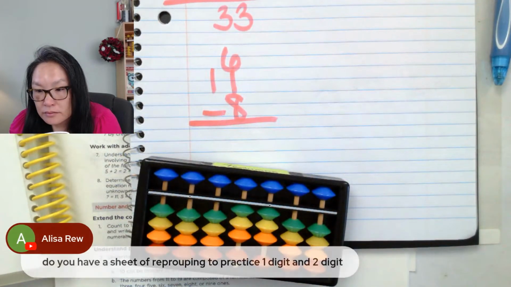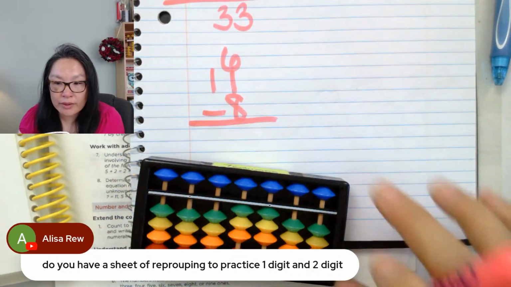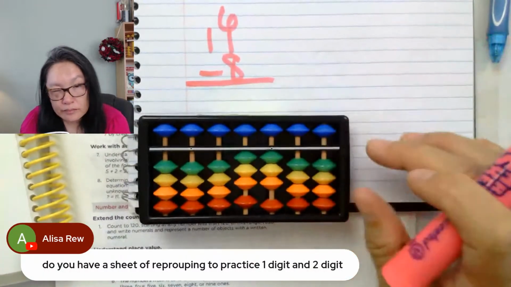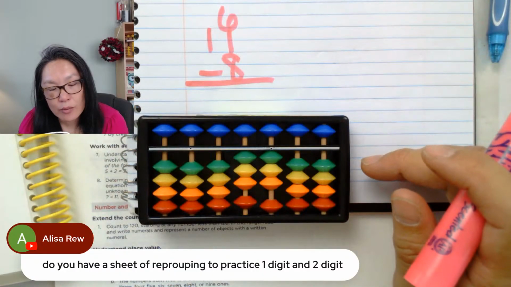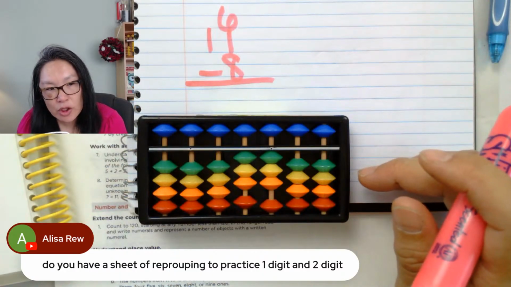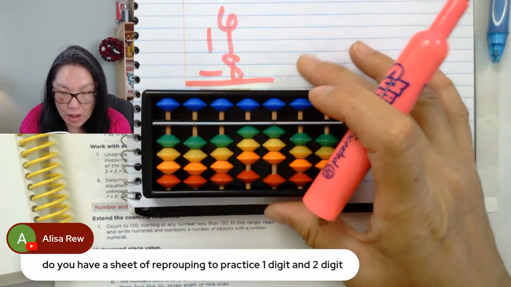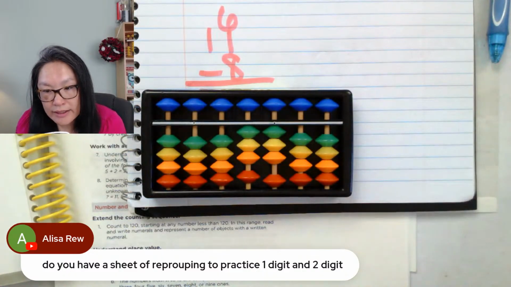Excuse me. Do you have a sheet of regrouping? Practice 1 digit, 2 digit. I don't call it regrouping. Right now, I'm calling it -10, but I should call it regrouping. But not yet. I don't have it yet.